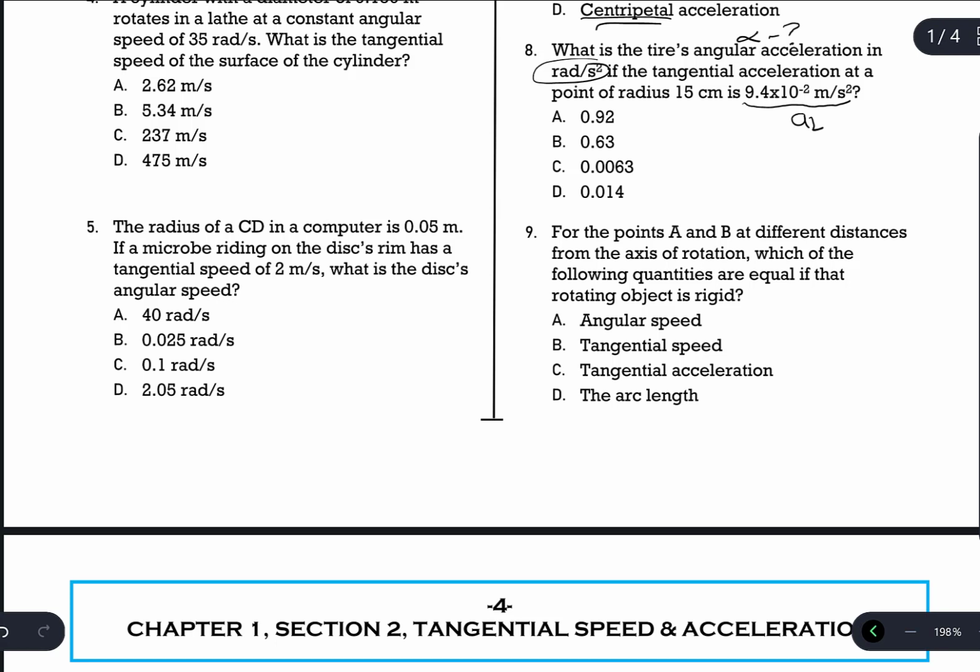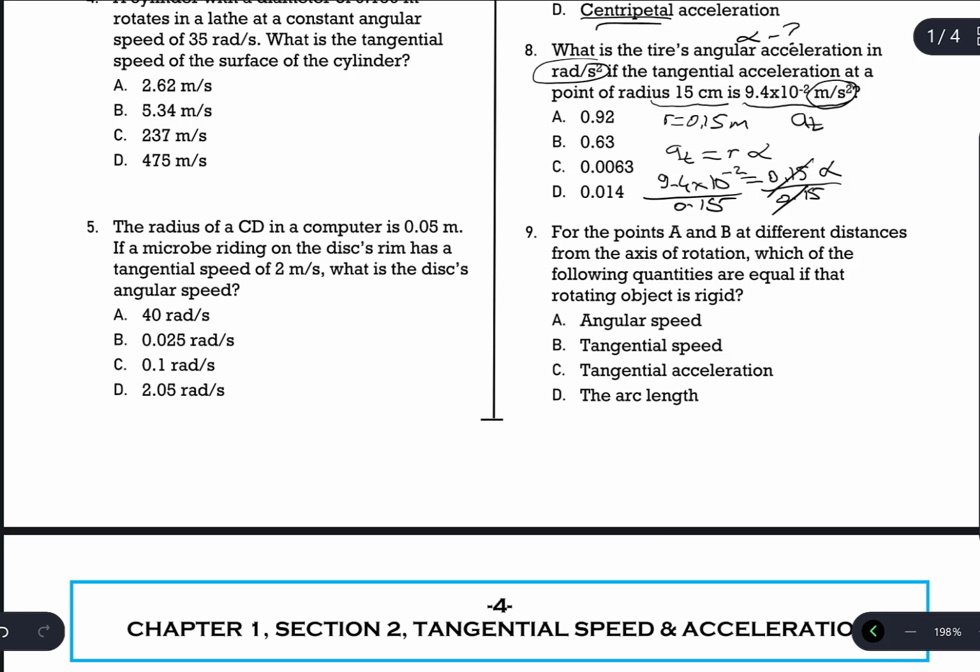This is the AT. How do I know? Meters per second squared. The radius is given as 15 centimeters, we should convert it to meters, 0.15. So we know that AT is equal to R times alpha. AT is given as 9.4 times 10 to the power of negative 2, R is 0.15 meters, multiplied by alpha. So we have to divide by 0.15.